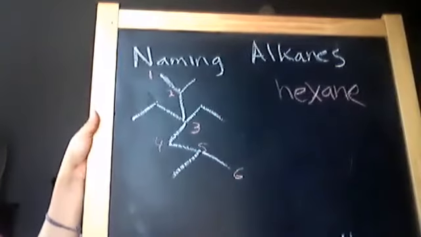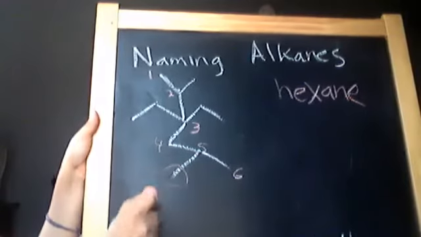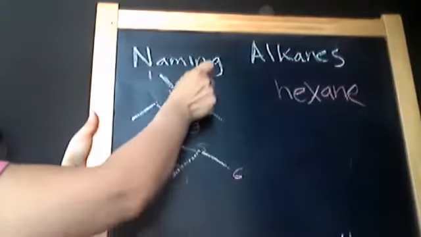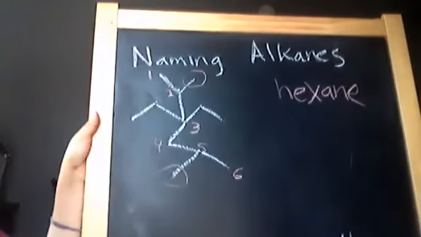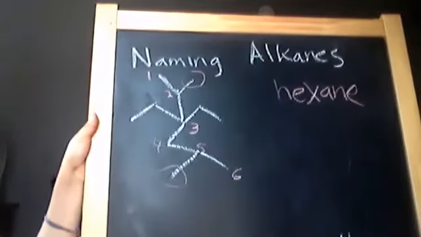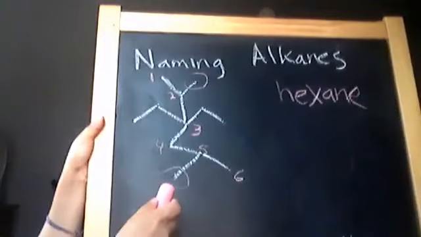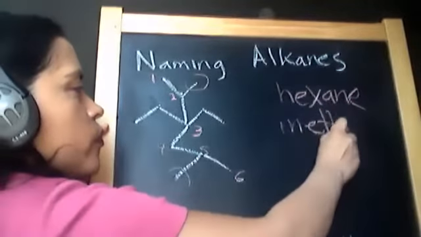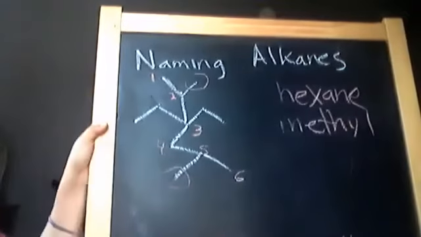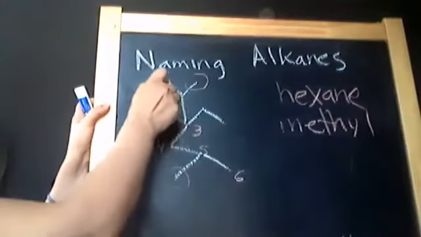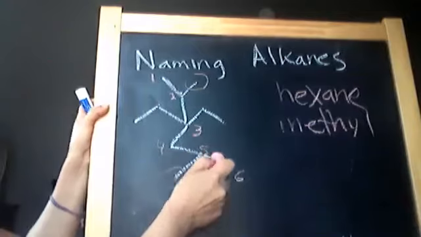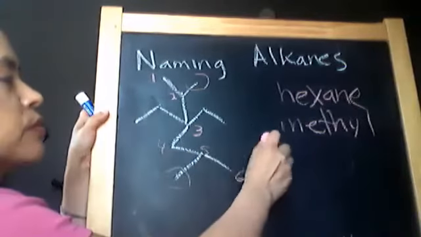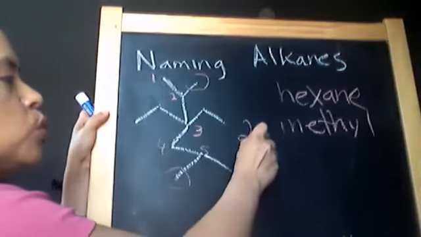Then what is branching out of this hexane? I have this group here, and I have this group here, which is only 1 carbon atom. So those 2 groups are going to be methyl groups, and they are in positions 2 and 5. So, 2,5.